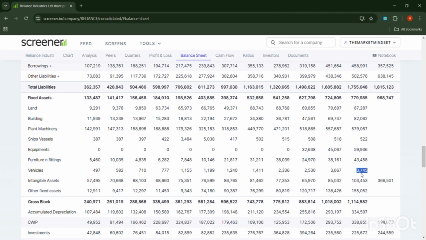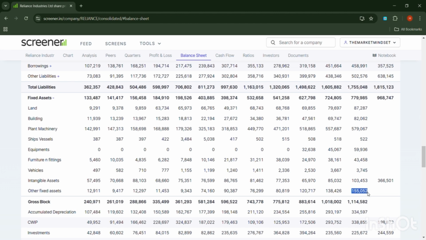Next comes the intangible assets. Intangible assets basically refer to patents, goodwill, etc. If the intangible assets of any company are rising, then it shows that the company is investing in them for long-term benefits. Now comes the other fixed assets. Other fixed assets are basically the assets which are not classified. So if its trend is increasing, it is a pretty good sign.